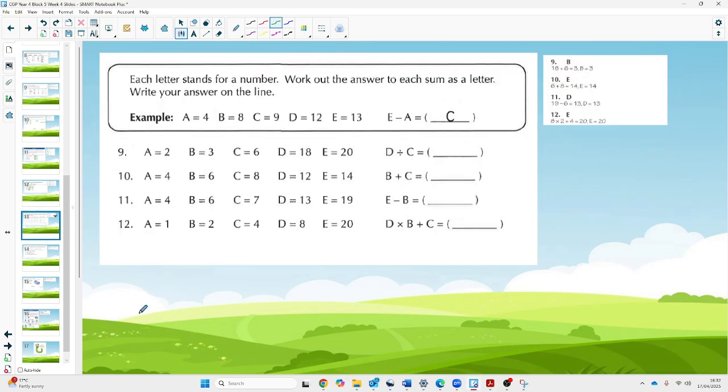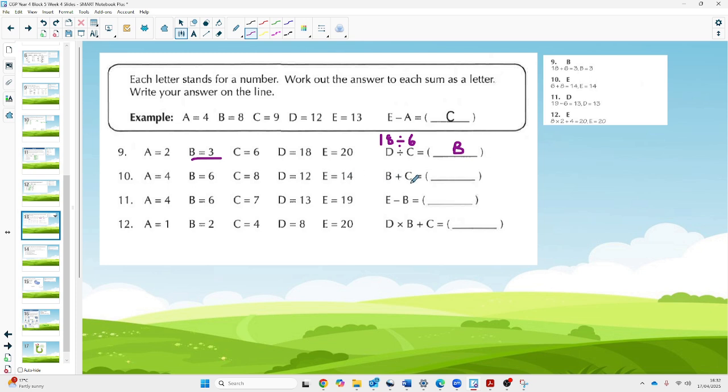Now these ones we have seen in the past. Each letter stands for a number. We have to work out the answer to each sum as a letter, writing your answer on the line. So what we would suggest here is you do a few jottings. So I would suggest with D, for example, you would just quickly write 18 above, because this is the code. Now every single question has a different code. 18 divided by 6 gives me 3, but we're not going to record the answer as 3. We're going to record it as B, because we record the answer as a letter.